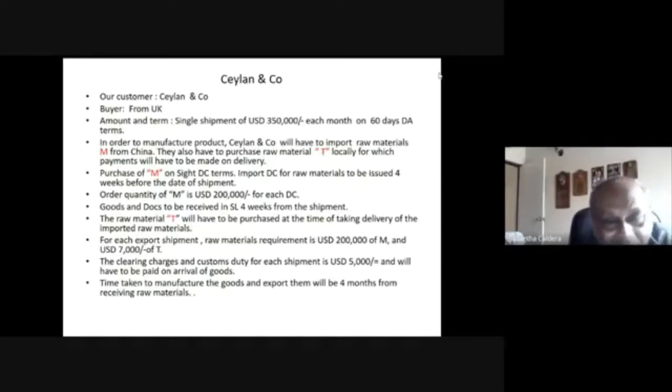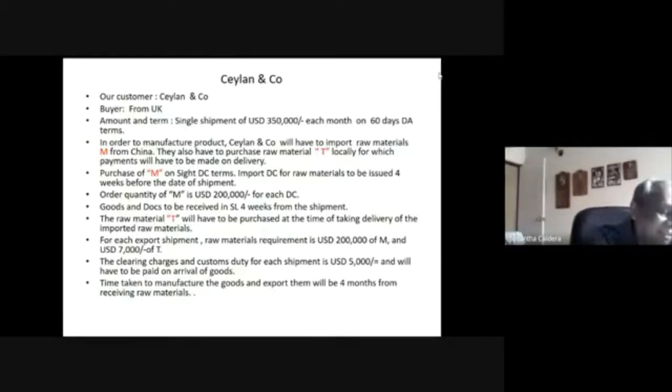Documents are on sight basis, no acceptance. Then you have to mark the order quantity of M is US dollars 200,000 for each DC. Goods and documents to be received in Sri Lanka. Purchase of M on sight DC terms, import DC for raw materials to be issued 4 weeks before the date of shipment.